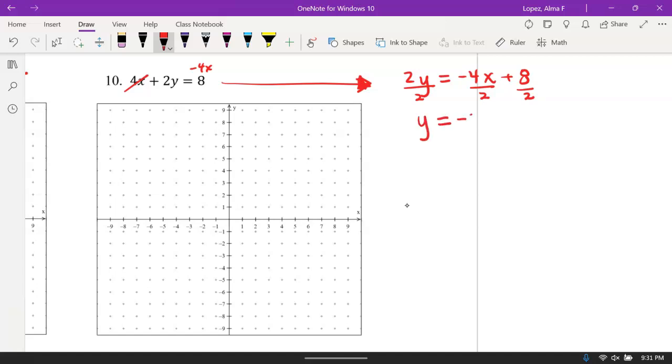y will be equal to -2x plus 4. That means our slope is negative 2 over 1, and our y-intercept is 4. That's our starter point on the y-axis. Draw it in right away. And our slope is telling us, our GPS is saying you're going to go down 2 and to the right 1 every single time. Down 2 over 1. Let's draw it in.